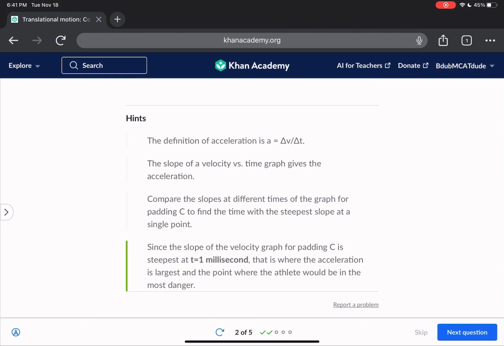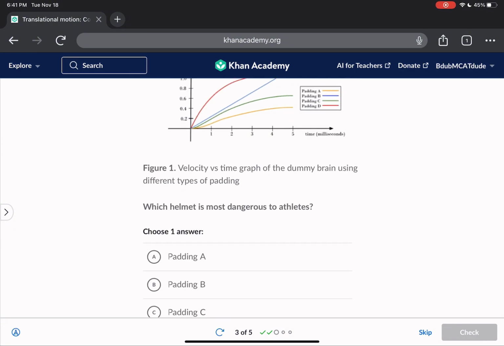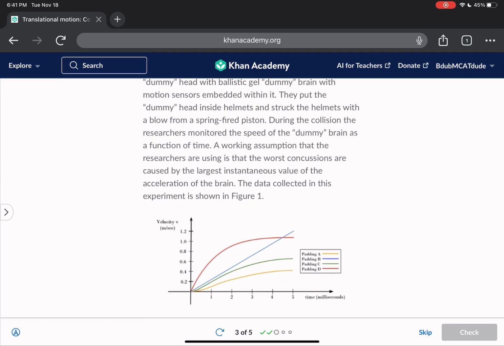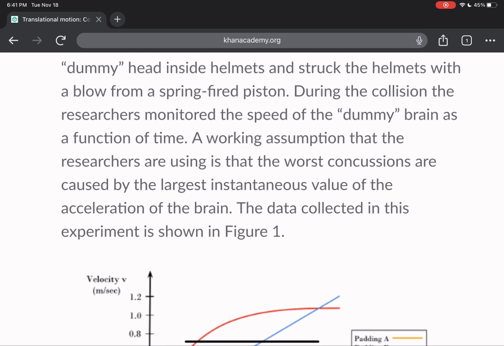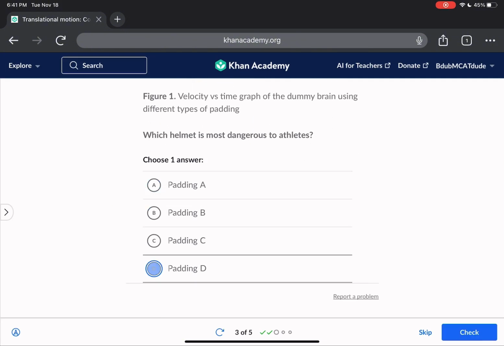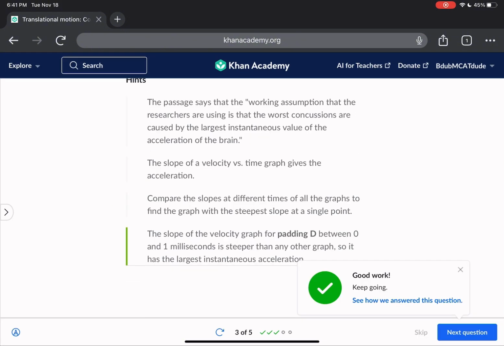The third question is simply asking what is the most dangerous helmet, and that is D, which we took note of during the initial reading of the passage. We know this because the working assumption made by the researchers was that the highest instantaneous acceleration was the most dangerous for the brain. In the graph, we clearly see padding D as the highest slope.